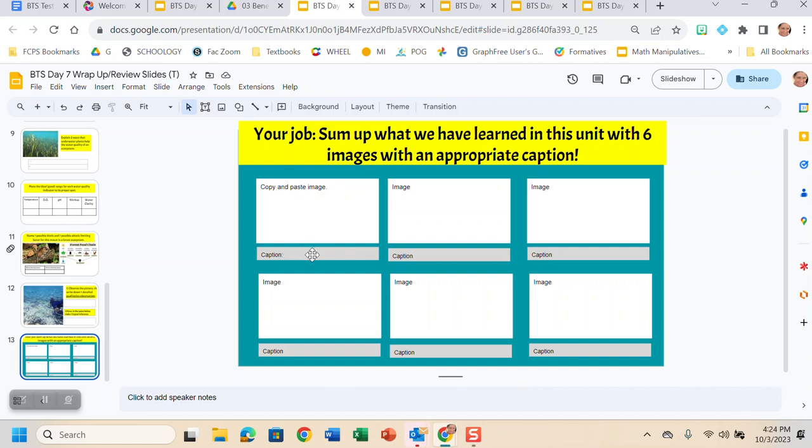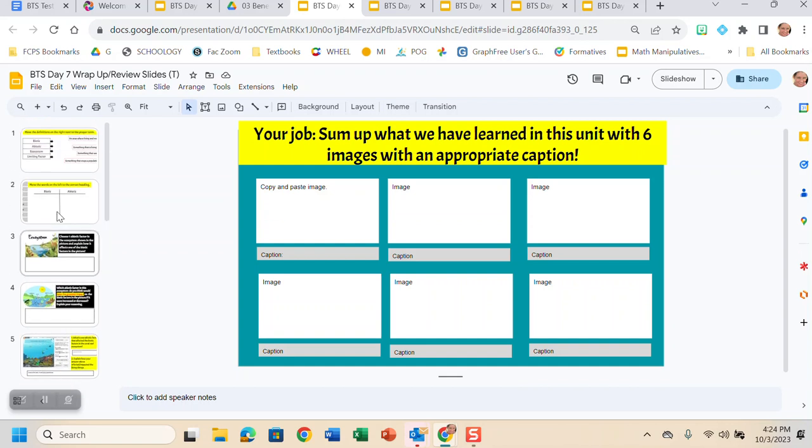And my caption might say running water has higher levels of dissolved oxygen. So you get to pick 6 different things based on anything from your slides or your notes from this Beneath the Surface set of information, and put a caption, and then you get to submit these review slides.